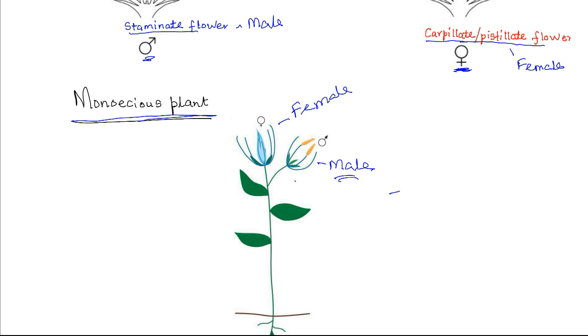A good example of such a plant is the maize. The maize plant is monoecious, which means it has both the male flower, that is the staminate, and the female flower, that is the carpellate, on the same plant. Other examples of plants that are monoecious are the cedar plant and the fir tree. The cedar and the fir trees, these are monoecious plants.